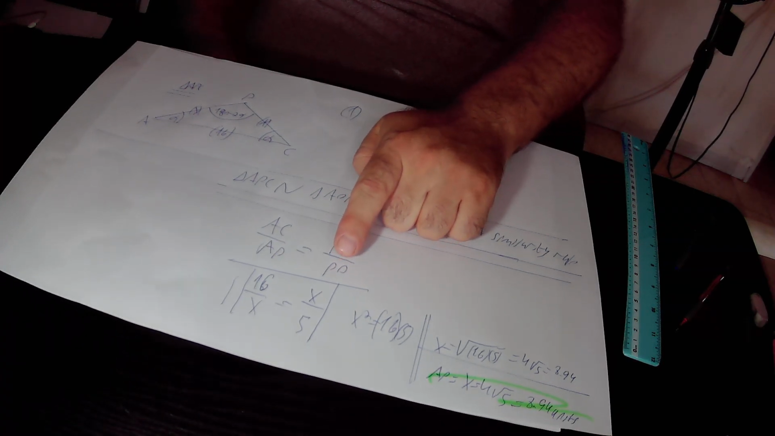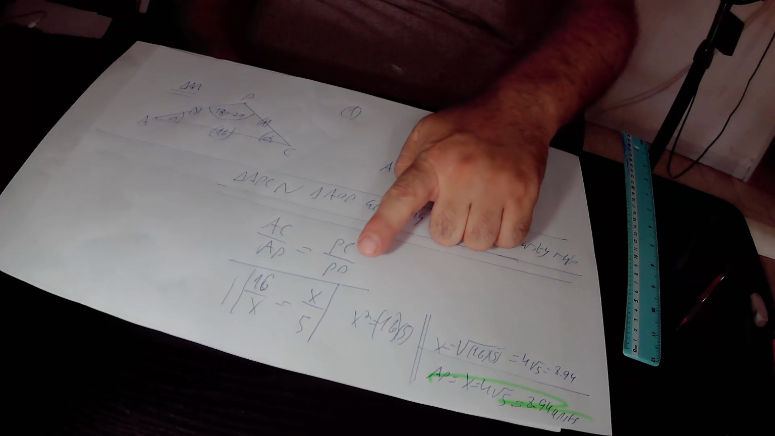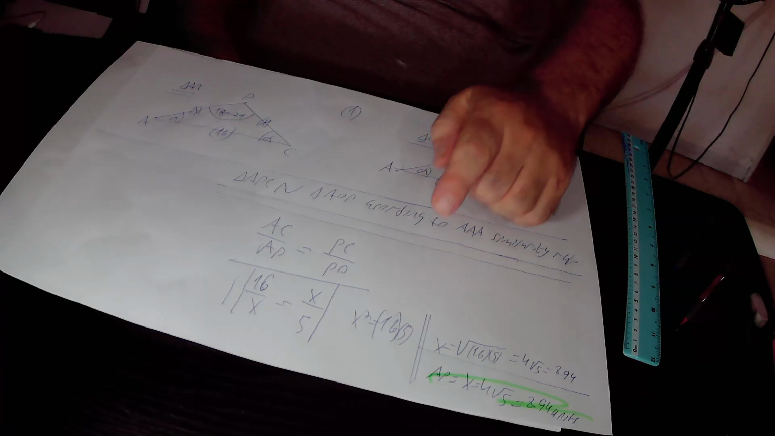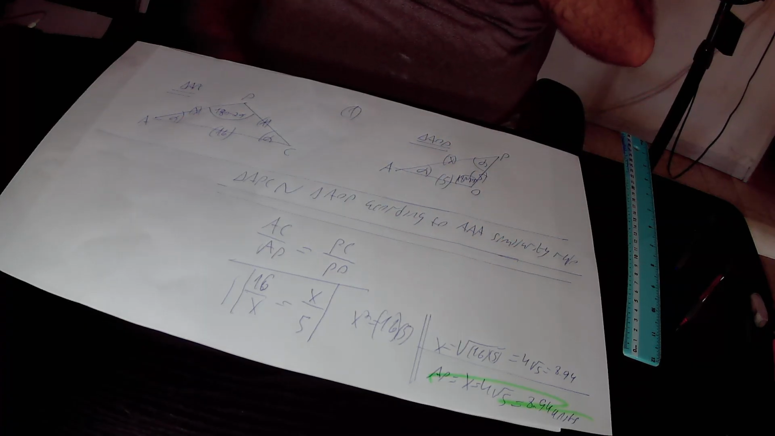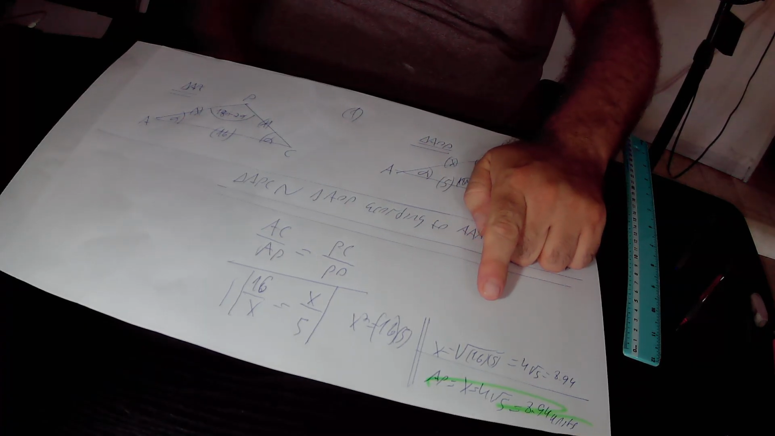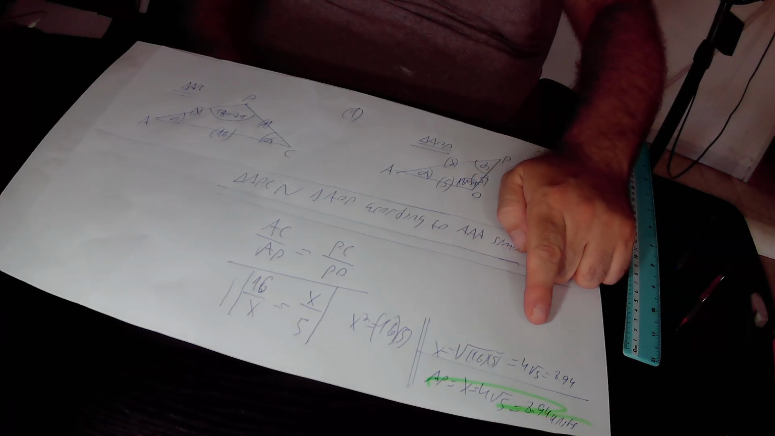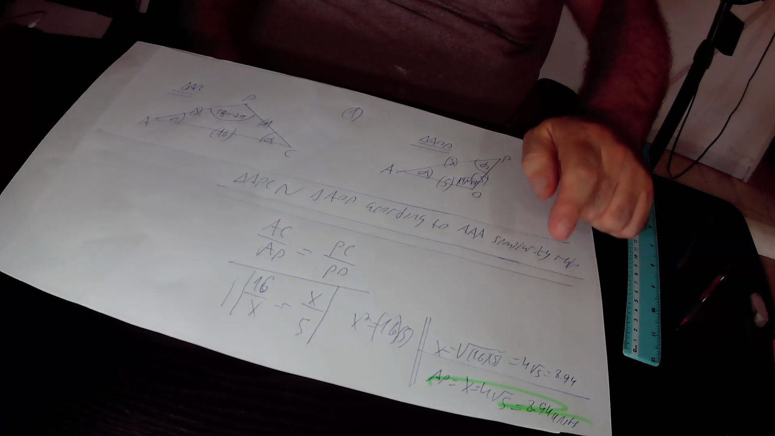Here we cross multiply this equation and finally found that x times x, which is x squared, equals 16 times 5. Here we took the root of this equation and finally found that x equals the square root of 16 times 5. The square root of 16 is 4, so inside the root we are left only with 5. 4 times the square root of 5 is 8.94 units.